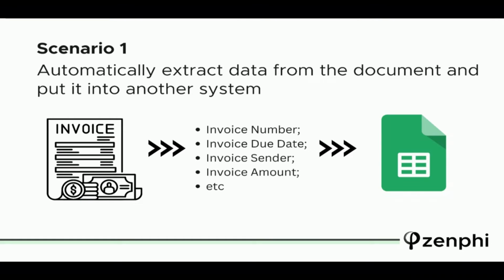So, finally, let's go and see it in action. Let's automate our first scenario, which is extracting data from a document and putting it into another system. Let's say you have received an invoice by email, or it was uploaded to your Google Drive folder, and you need to take the information out of the document, for example, invoice number, invoice amount, etc., and put it into a Google Sheet.